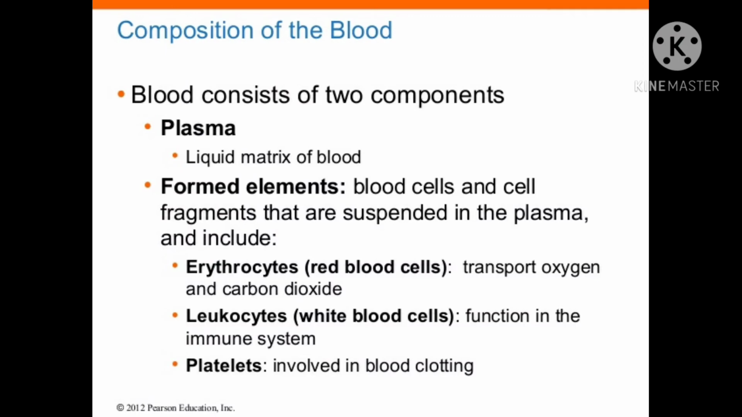The function of red blood cells is to transport oxygen and carbon dioxide, whereas the function of WBC is to protect our body from invaders, or you can say it protects our body from pathogens, whereas platelets have a clotting factor. It involves the clotting of the blood.